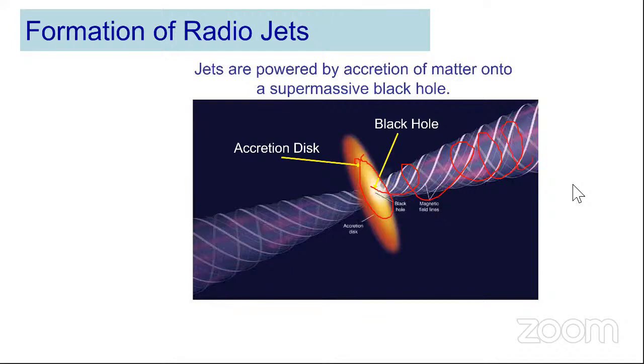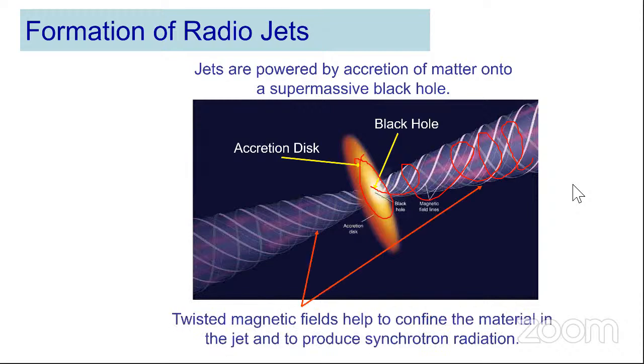So why do we see it only on one side? Well, it is because the one that we see is directed toward us. It's Doppler boosted. And the one that you don't see is un-Doppler boosted. That's why it has faint emission. That's why we don't see it.